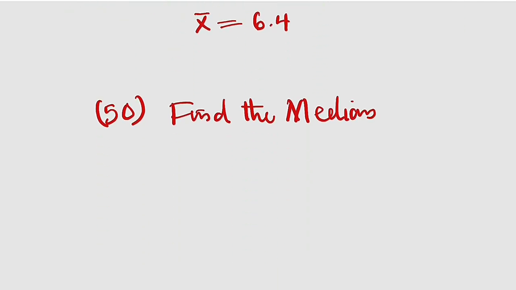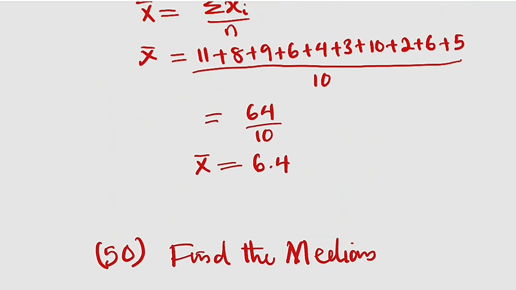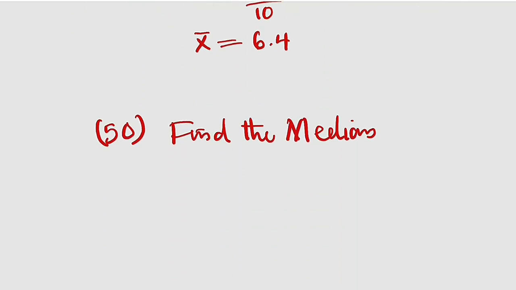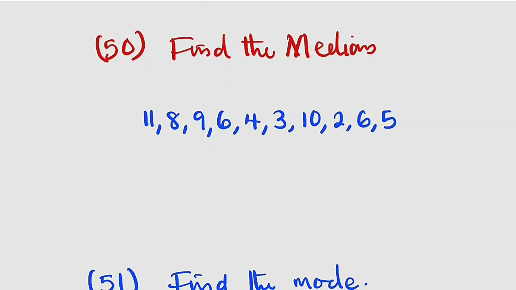Question number 50, we're asked to find the median. To find the median, remember, we are concerned with the middle value. So we have to arrange the values in either ascending or descending order. So let's do that. These are the values. Let me just copy them. So let us arrange them in ascending order.